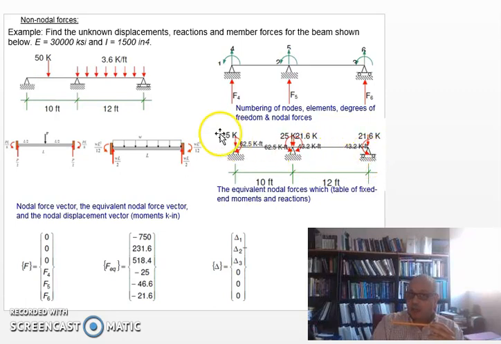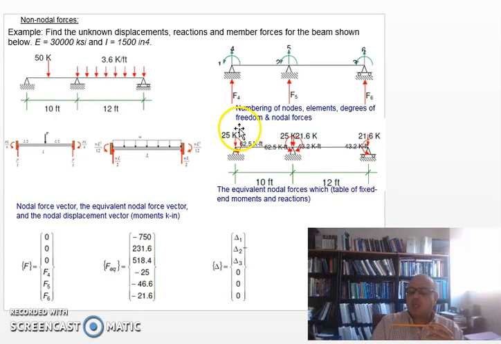All right, let me repeat that one more time. You have a concentrated load that will be divided into 25 and 25 with negative sign. A distributed load that will have WL over 2 here and there. Then at degree of freedom 4, I have negative 25 kips. At degree of freedom 5, what do I have? These two loads. So I have negative 46.6. How about degree of freedom 6, which is the vertical one right here? How much load do we have? 21.6, and that is negative.